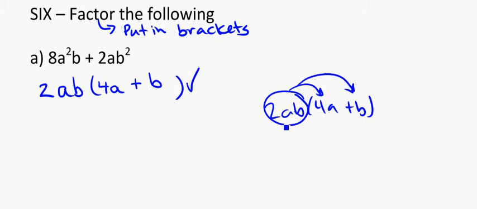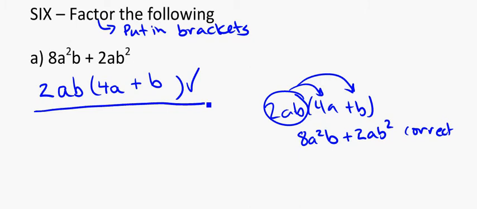Over here we've already got our final answer, but to double check it, 2ab times 4a gets us 8a squared b, and 2ab times b gets us 2ab squared. Same answer that we had, so we did get it correct. But again, this factoring it, putting it into the brackets is our final answer.